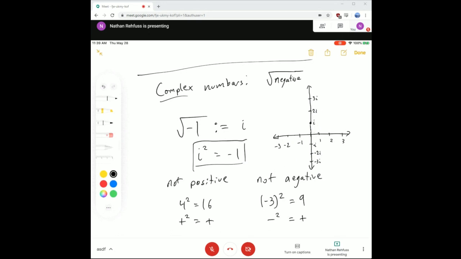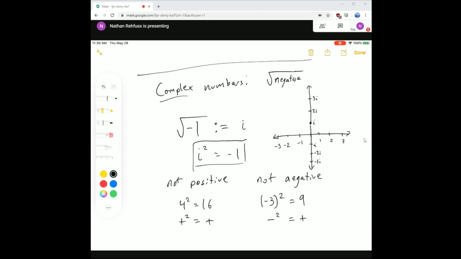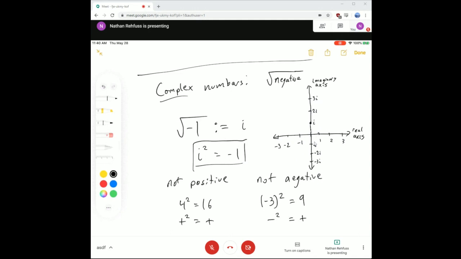So we call this the real axis. Let me label these. And we call this the imaginary axis. Again, i for imaginary. And the imaginary axis exists because I have to be able to multiply things by i if I'm going to be able to do mathematics with it. That's multiplication. Well, I also have to be able to add and subtract to it.